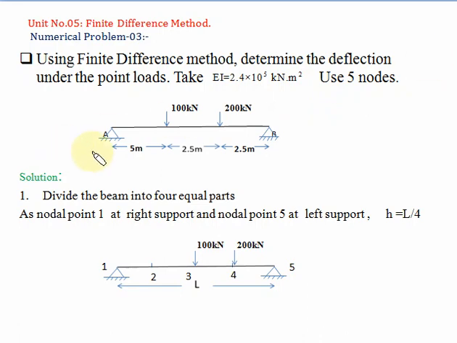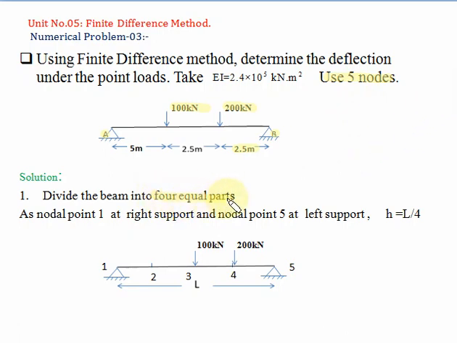Now this is the given simply supported beam AB subjected to a point load of 100 kilonewton at 5 meter from support A and subjected to a point load of 200 kilonewton at 2.5 meter from support B. Now they have told us to find the deflection under the point load, and for that they have told us to use 5 nodes. As we have to use 5 nodes, that means you have to divide the beam into 4 equal parts.